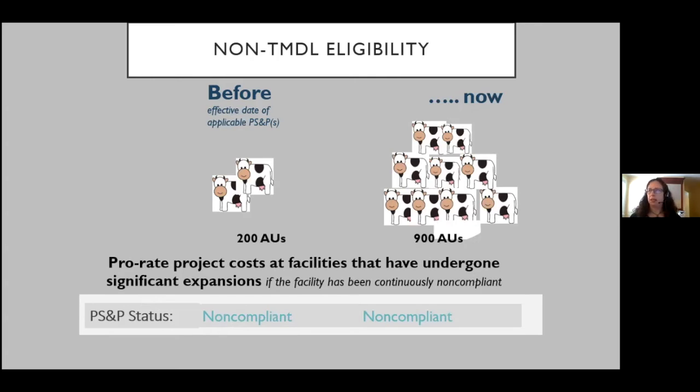In this case, a non-significant expansion of 200 animal units is 250 animal units. Since the facility was designed for 900 animal units, the applicant would divide 250 by 900 and determine that 28% of the total project costs are eligible for cost sharing.